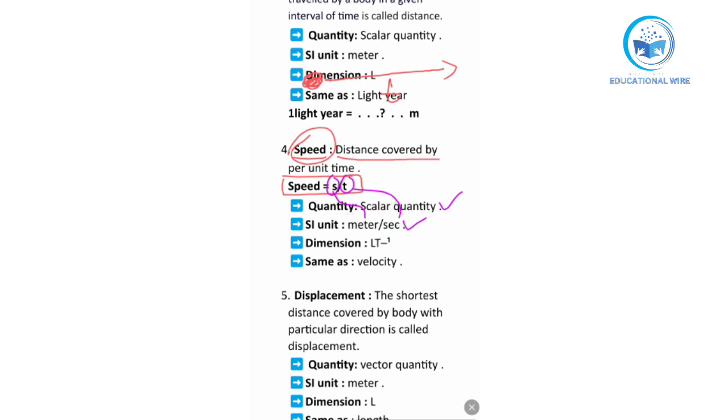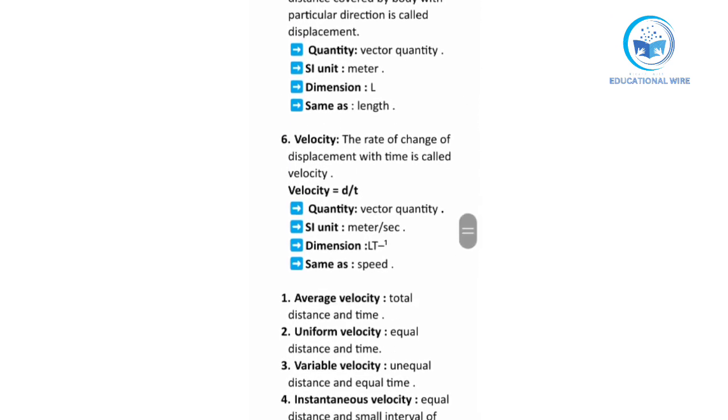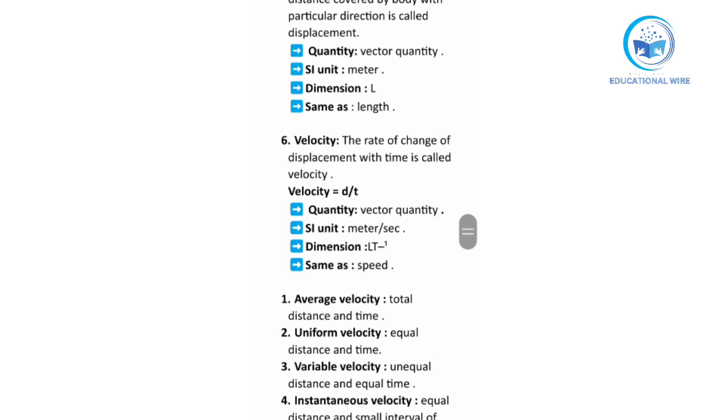Okay, let's move further to displacement. What actual displacement is: the shortest distance covered by a body in a particular direction is called displacement. Like here is one body, and here is a second position. It is covering the shortest distance from one point to another, with a particular direction, meaning it is given one direction.